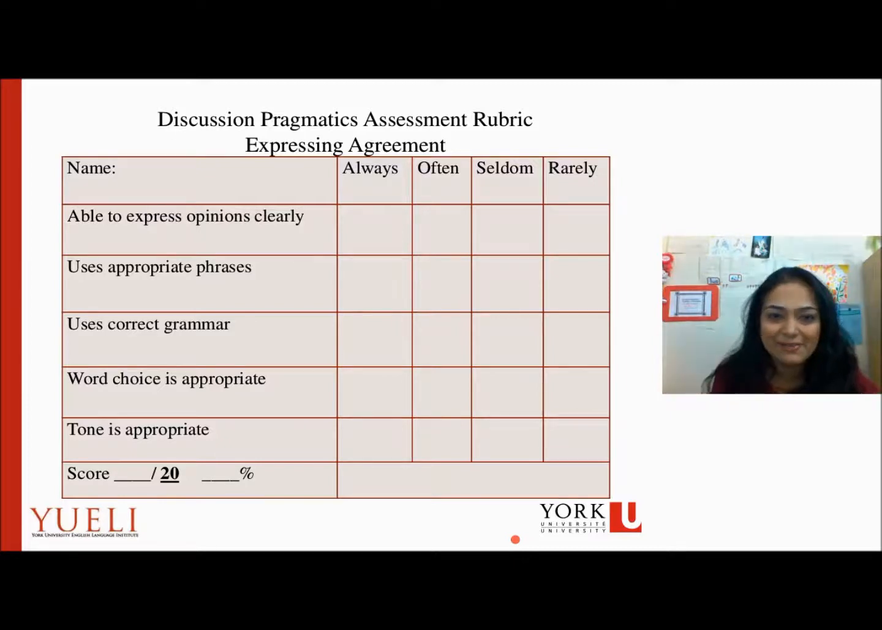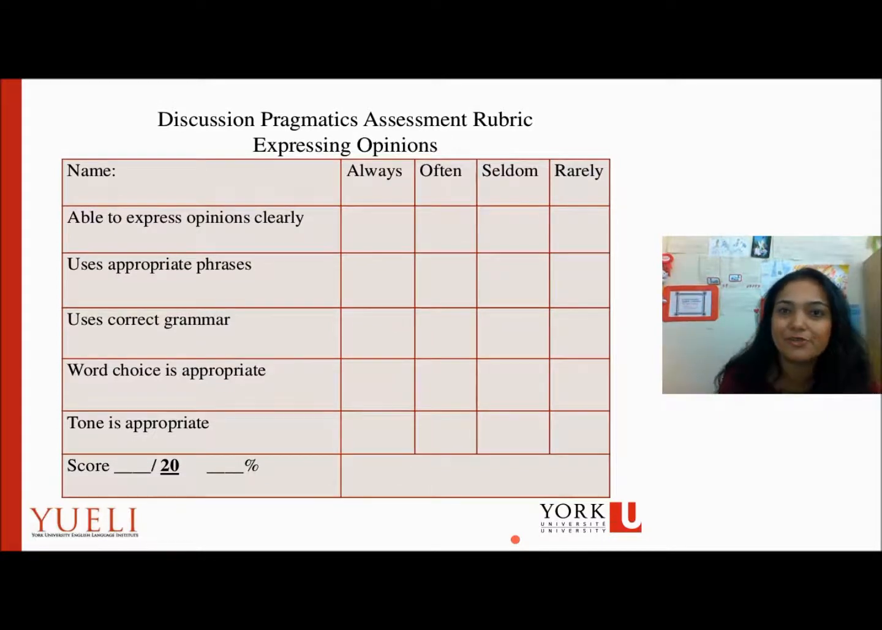I hope I'm covering everything and not leaving any room for confusion there. So please feel free to type in any questions if you have, and if I'm not clear anywhere. So I'm back to the first rubric, which is called expressing opinions.